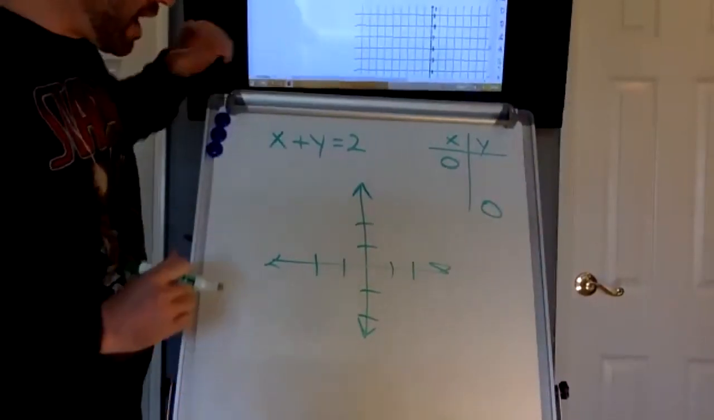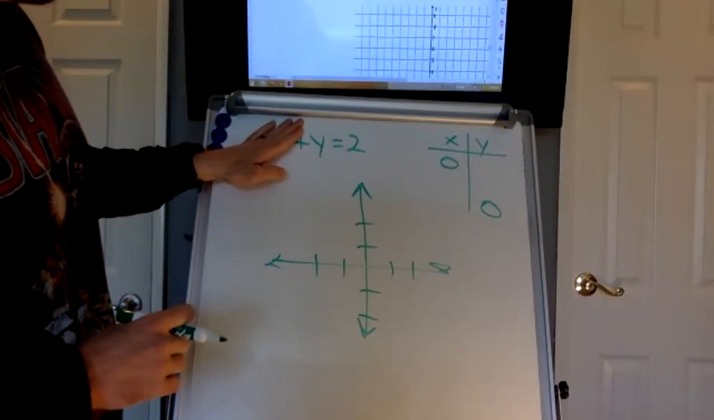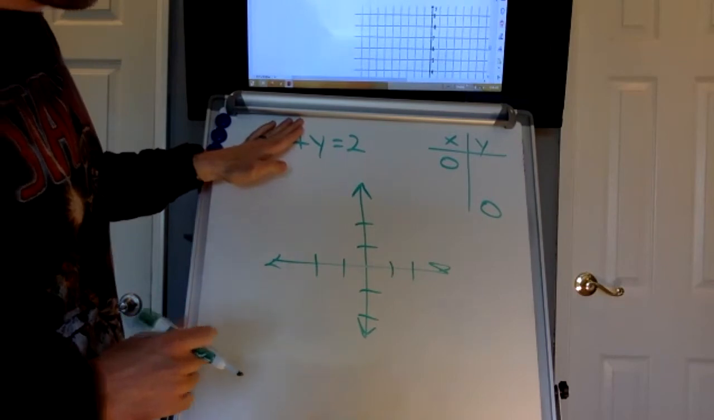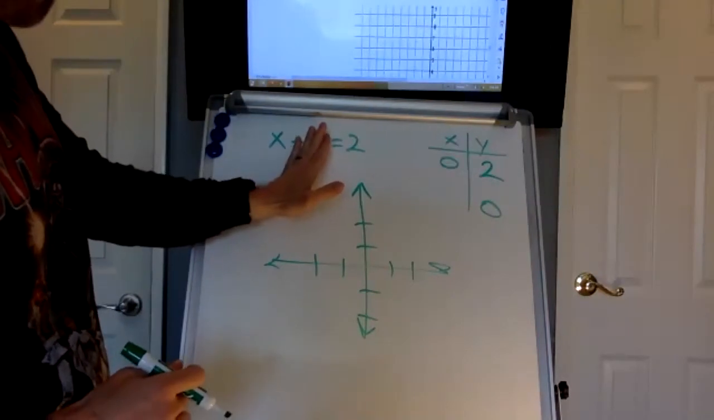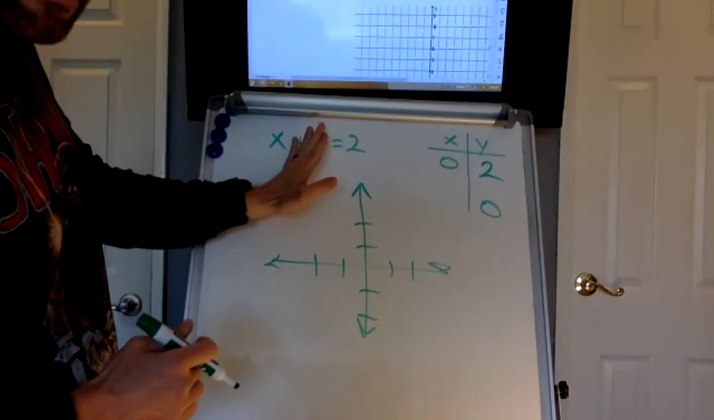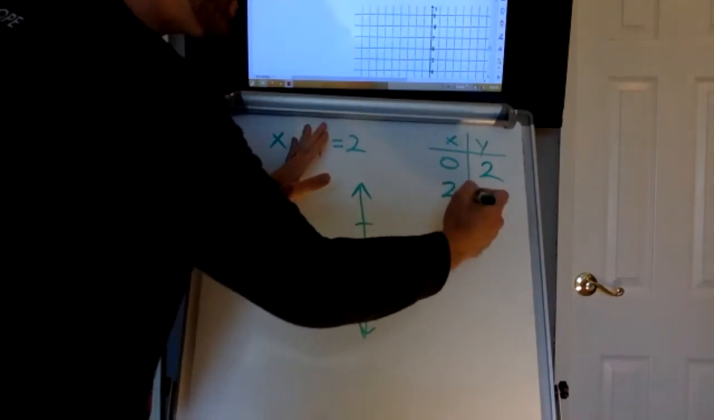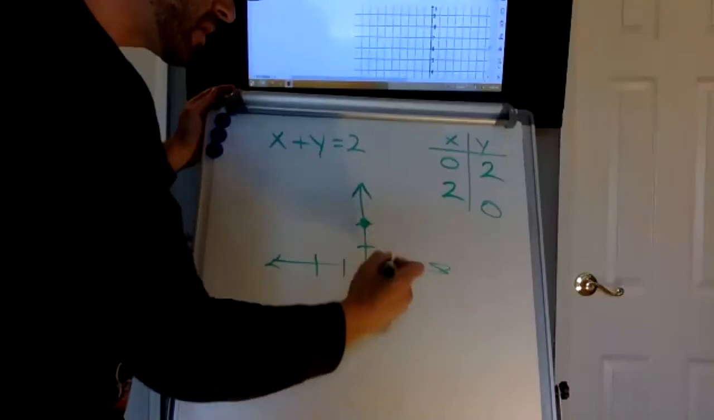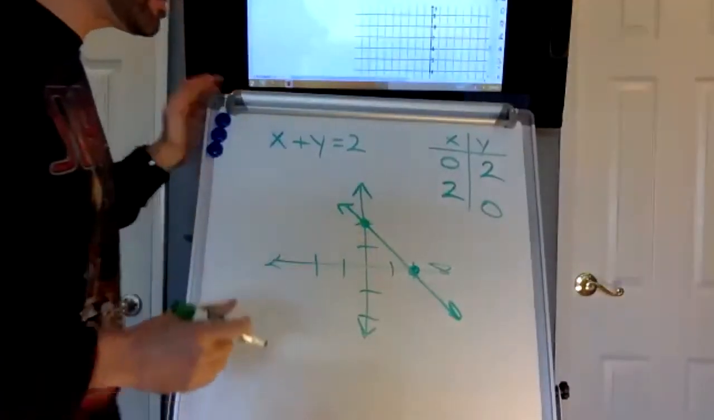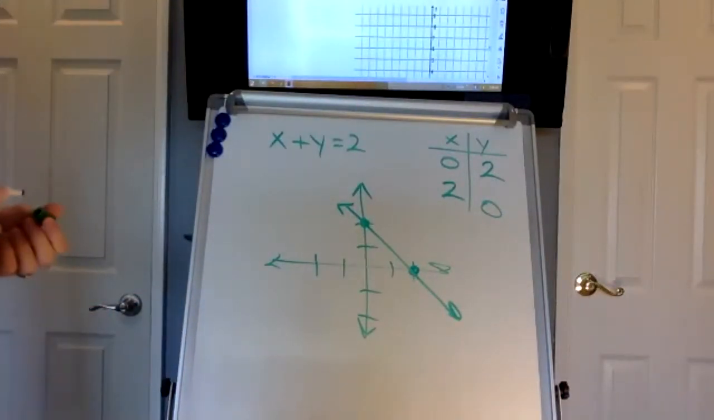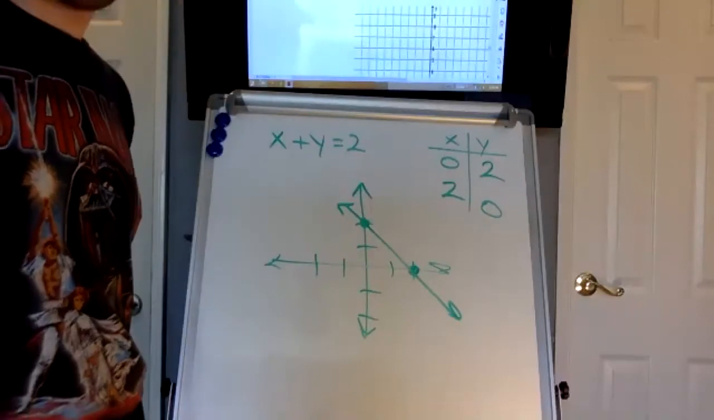Okay, when X is 0, watch what I do. Here's another trick. When X is 0, it's gone from the problem. Look at what's left. And when Y is 0, it's gone from the problem. So X plus 0 is X. X is 2. 0, 2, and 2, 0. See how fast and easy that is? Questions about that?